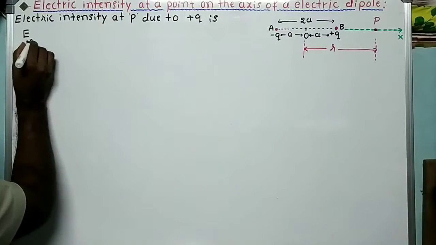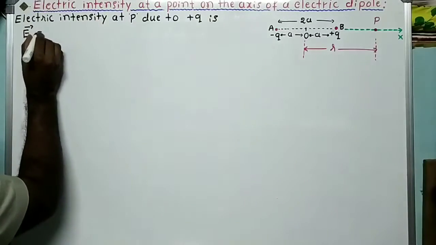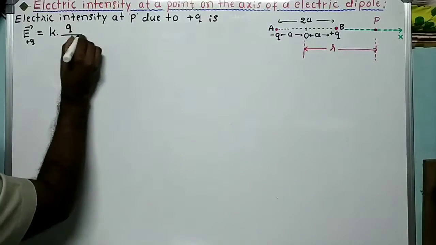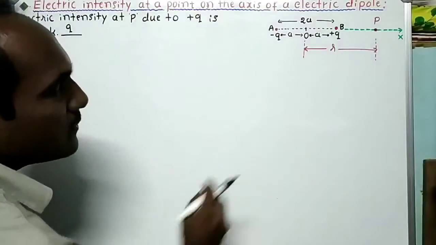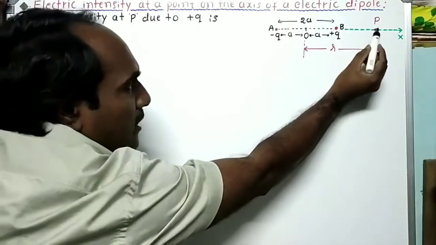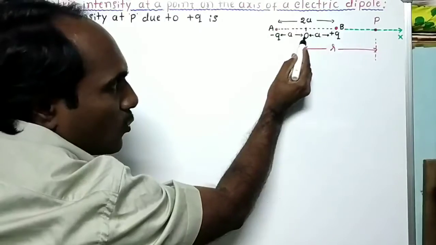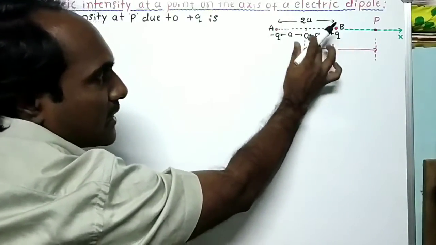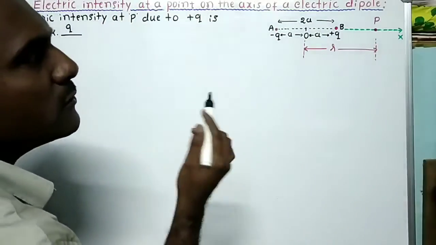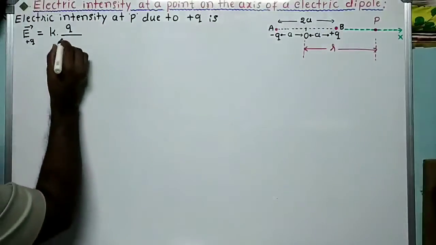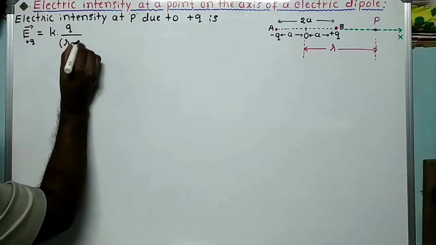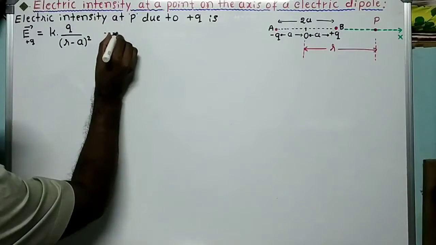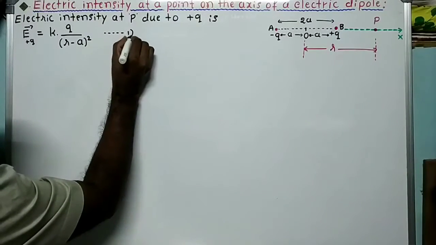E plus Q vector is equal to K into Q divided by, what is the distance between plus Q and point P? Here from O to P it is R, from O to B it is A. Hangara R minus A, it is the distance between plus Q and point P. Hangara na ಏನು ಬರಬೇಕಿಲ್ಲ, R minus A whole square. Okay, call it as equation 1.